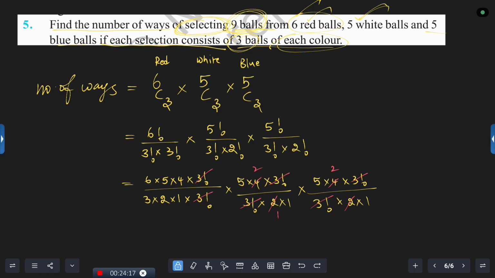And here 2 3s are 6, 2 3s are 6. That's it. Now 5 4s are 20. 5 2s are 10. 5 2s are 10. So what am I getting? 20, 00. Then 2000 chances, 2000 number of ways are there. Answer. That's it.